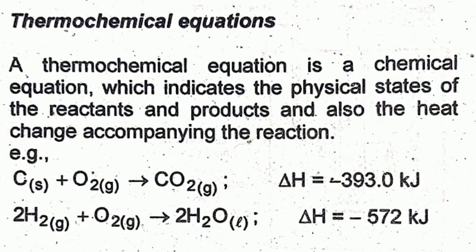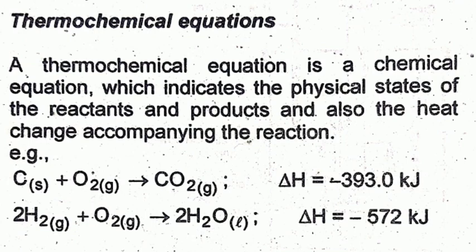For example, carbon solid plus oxygen gas gives carbon dioxide gas. The enthalpy change of the reaction is minus 393 kilojoule. That means this is an exothermic process. So delta H is negative. For an exothermic process, you know delta H is negative. During this process, 393 kilojoule energy is released.